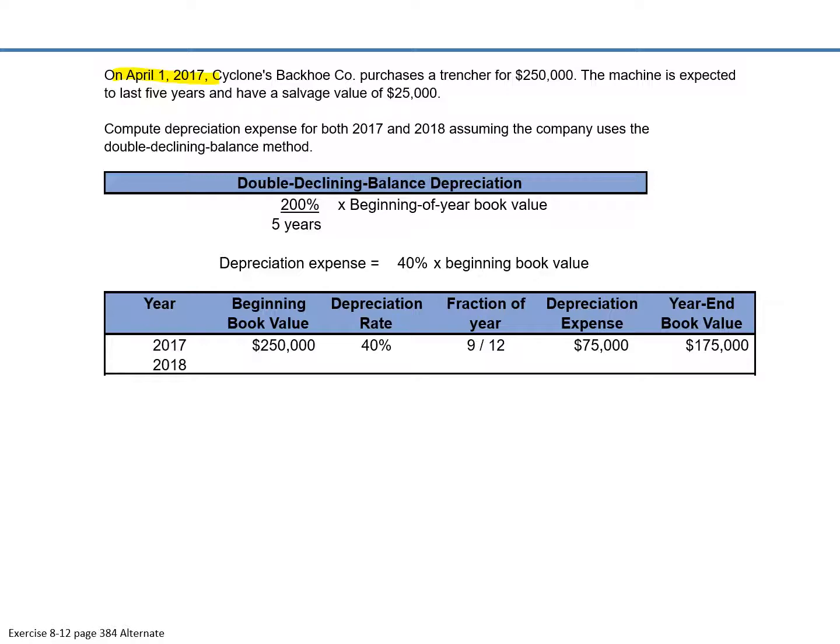Then in 18, we've got a beginning book value of $175,000 times 40% times 12/12. Depreciation expense is $70,000. So we have a year-end net book value of 105. Okay, hopefully you did well on that one. Let's move on to the next.